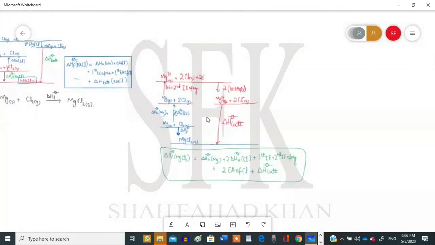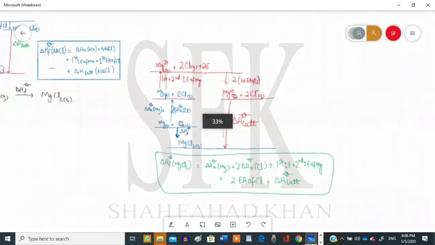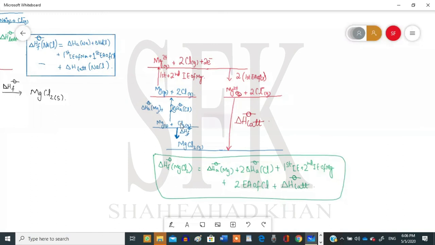Guys, again, the basic steps stay the same. You form an equation for formation, you form equations for atomization first, then you remove electrons, that is ionization, and then you gain electrons, that is electron affinity, and then you form your lattice energy products finally. Okay, now let me check what we have next.